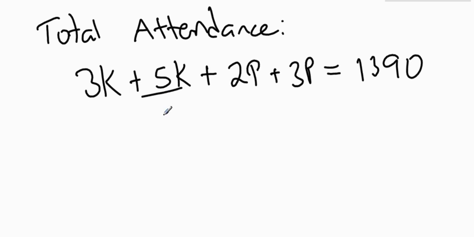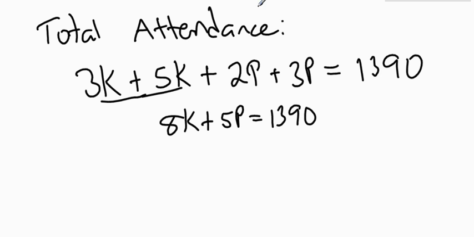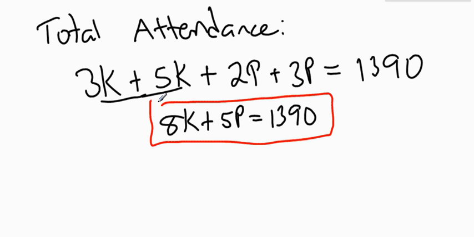Now let's collect like terms. So I've got 8K plus 5P equals 1390. So right away, hopefully you can recognize, wait a minute, that's an equation with two unknowns. If I can find another equation involving K and P, then I can solve. Well, again, look back at the question. The other information I know is the price of tickets and the total revenue. So let's think about that.